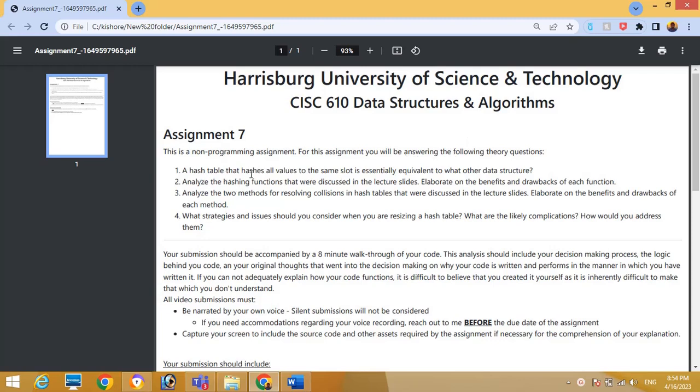Which are: a hash table that hashes all values to the same slot is essentially equivalent to what other data structure? Analyze the hashing functions that were discussed in the lecture slides, which you previously said in the class, elaborate on the benefits and drawbacks of each function, and analyze the two methods for resolving collisions in hash tables that were discussed in the previous class, elaborate on the benefits and drawbacks of each method, and what strategies and issues should you consider when you are resizing a hash table, and what are the likely complications and how would you address them.